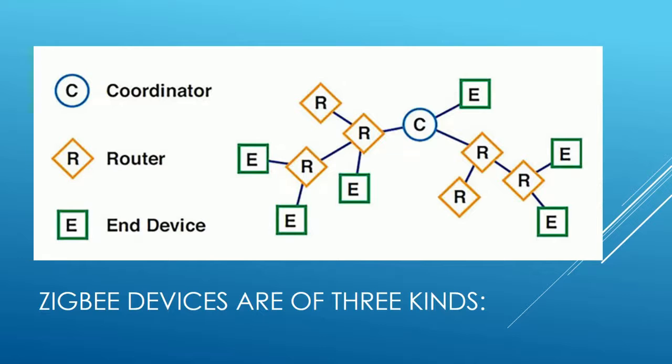Zigbee devices are of three kinds. The first kind is a Zigbee coordinator.